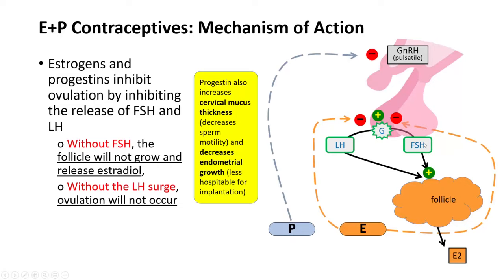If you don't have FSH, the follicle will not grow and there will be no release of E2. And if you block the surge of LH, there will be no ovulation. So it's a very effective mechanism of action. Also, progesterone has the effect of increasing the cervical mucus thickness, making the motility of the sperm harder, and also decreasing the endometrial growth, making the environment less hospitable for the ovum implantation.